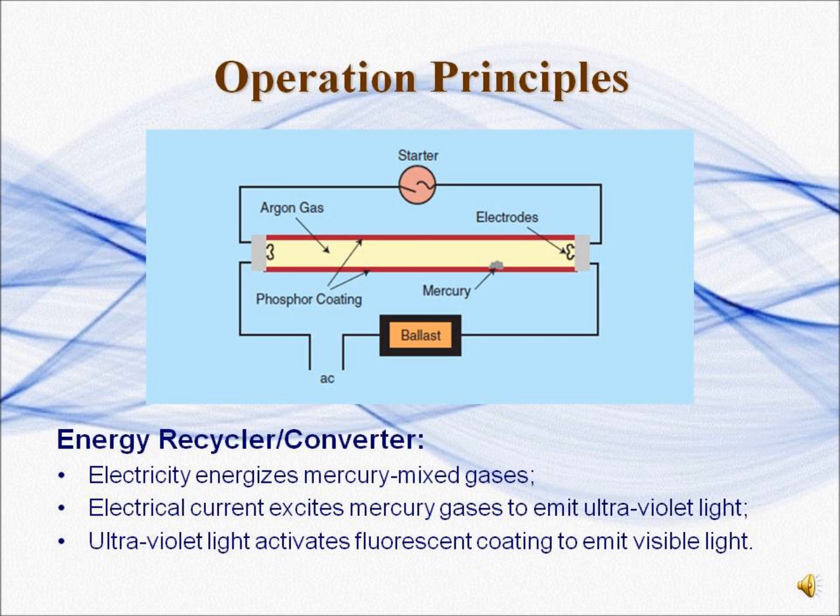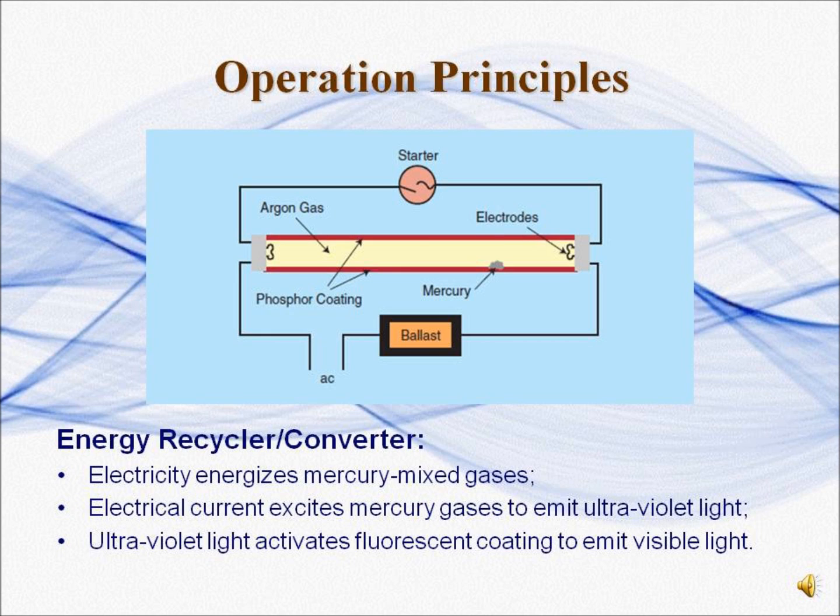When we turn on the CFL, the starter will allow large current to go through the electrode. The electrode will eject electrons into the gases and energize the gases. As the energy level grows higher, the gases will become conductive gradually. When electrical current forms in the gases, it will excite the mercury gases to emit ultraviolet lights.